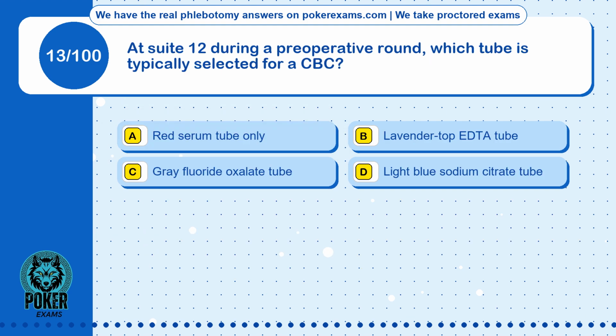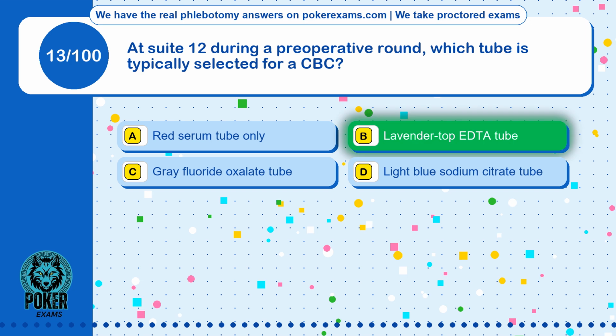Question 13. During a preoperative round, which tube is typically selected for a CBC? Option A, red serum tube only. Option B, lavender top EDTA tube. Option C, gray fluoride oxalate tube. Option D, light blue sodium citrate tube. The correct answer is option B.